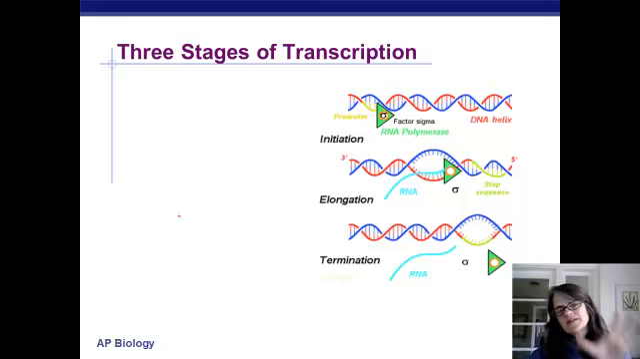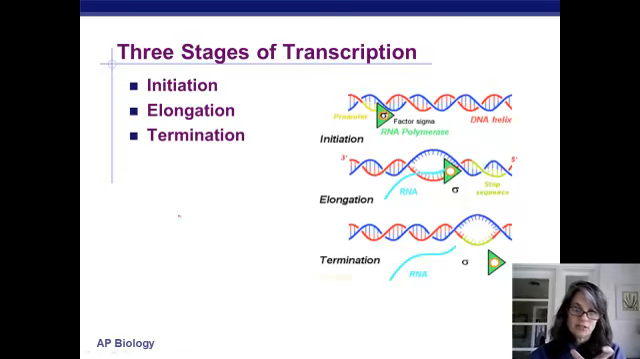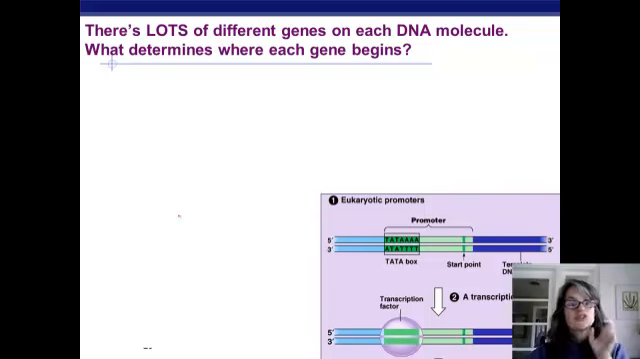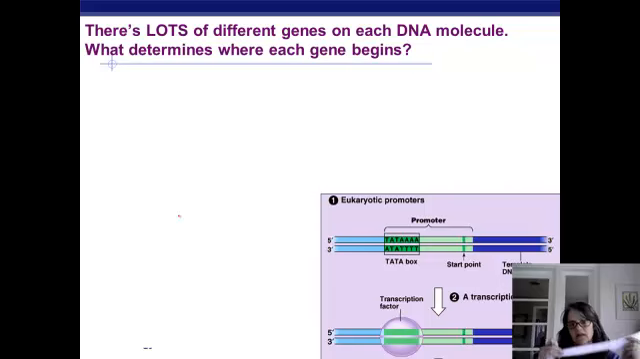Now, there are 3 stages of making RNA, of transcription. There's starting it, initiation, doing it, elongation, and ending it, termination, okay? So, to start it, we've got to know where to start. Remember, I said there's a gene for melanin on here, there's a gene for hemoglobin, there's a gene for myosin, there's a gene for growth hormone. So how do I know where to start? How do I know where's the beginning of the gene that I need?